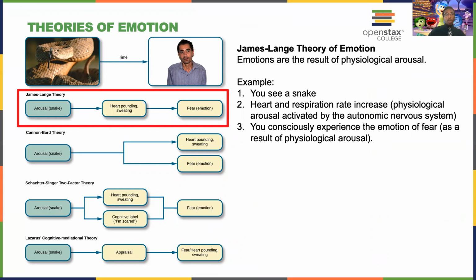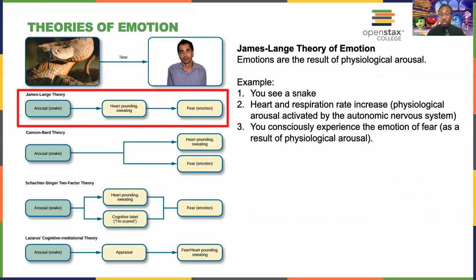And there are 4 main theories of emotion that examine both the physiological aspects as well as the cognitive aspects, or the conscious experience of emotion. The first is the James-Lange theory of emotion, which is basically summarized as: emotions are the result of physiological arousal, that it is the physiological arousal itself that leads us to experience that emotion.